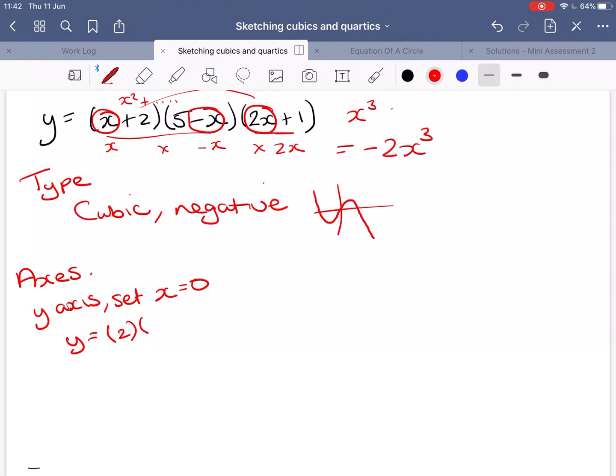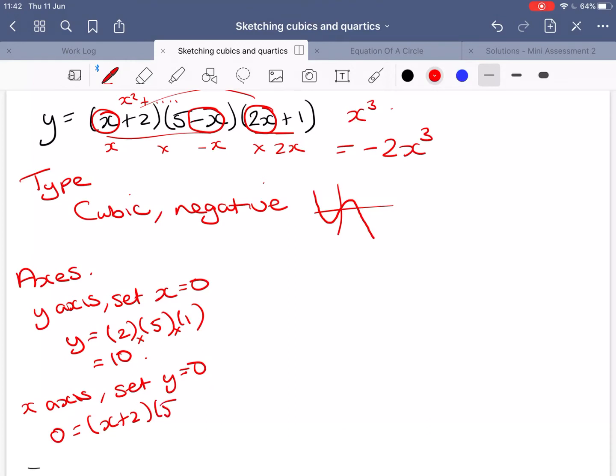I've got 5 minus 0, which is 5. And I've got 2 lots of 0 plus 1, which is 1. So my y is just 2 times 5 times 1, which is just 10. Let's think about the x-axis. So I set y to be 0. I've got 0 equals x plus 2, 5 minus x, and 2x plus 1.